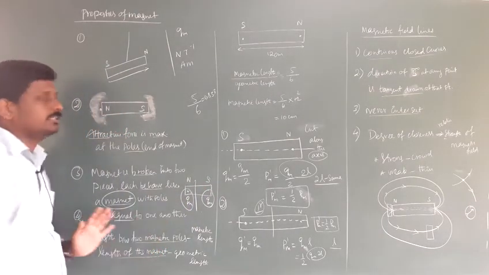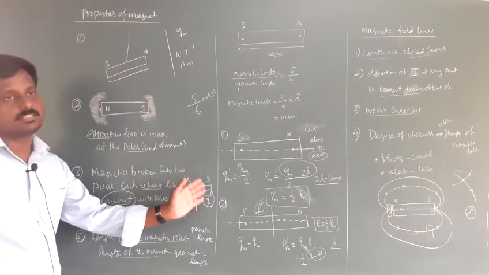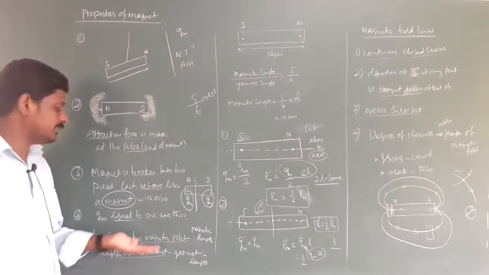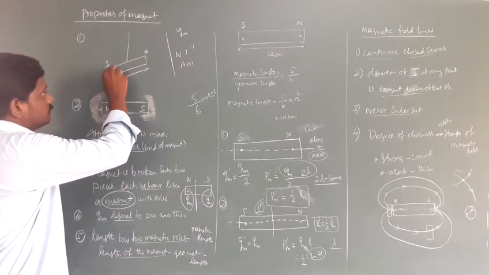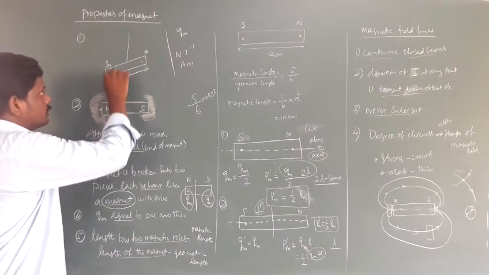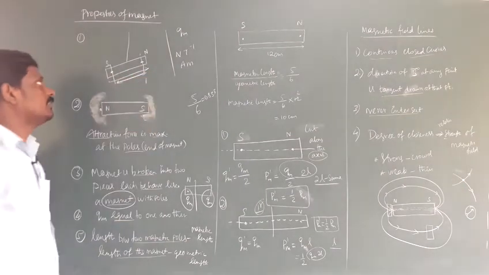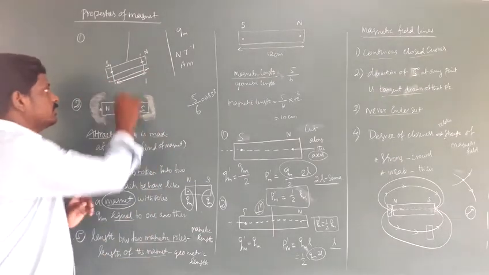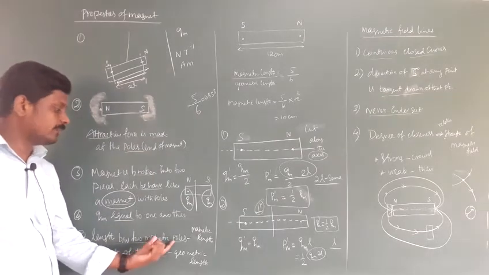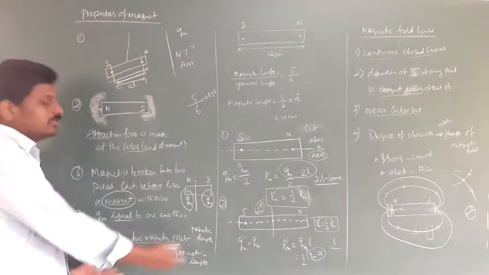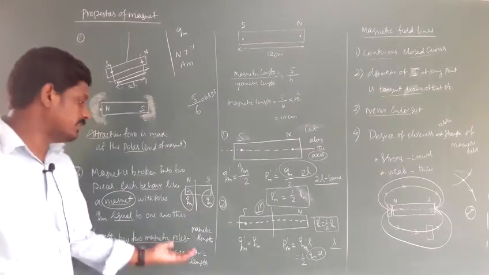So in a bar magnet, the magnitude of the pole strength of the north pole is equal to that of the south pole. Then the length between the two magnetic poles, from north to south, between the magnetic north pole and magnetic south pole, is the magnetic length, 2L. The actual length of the magnet is the geometric length. Geometric length is always greater than the magnetic length.